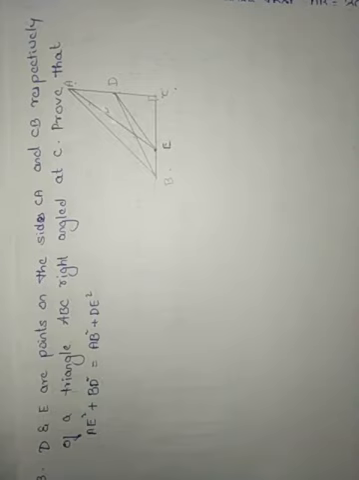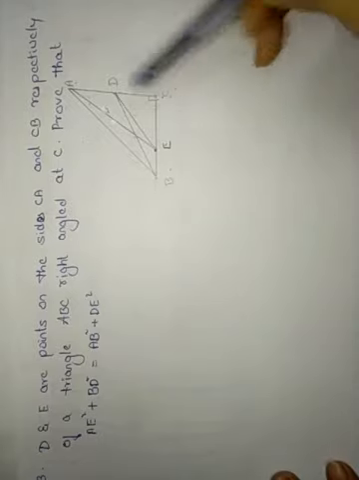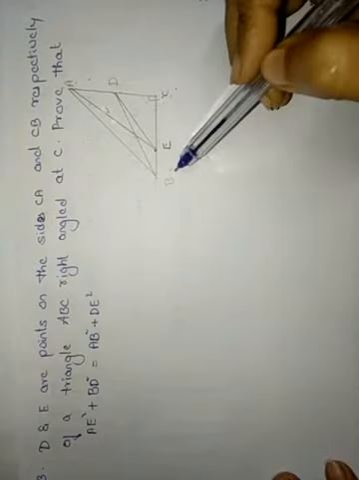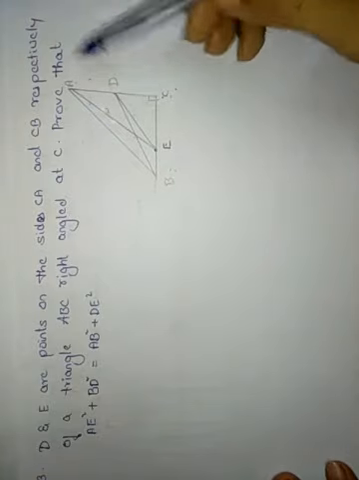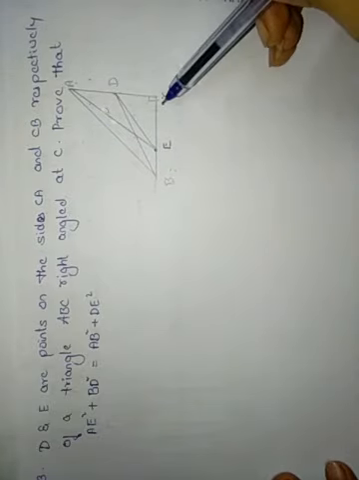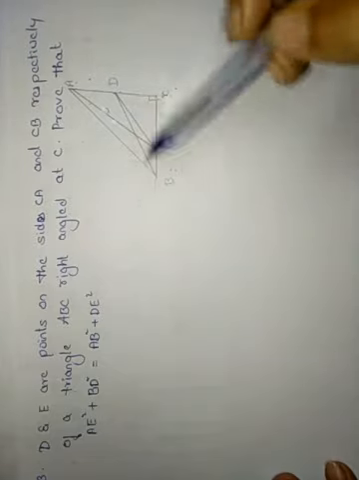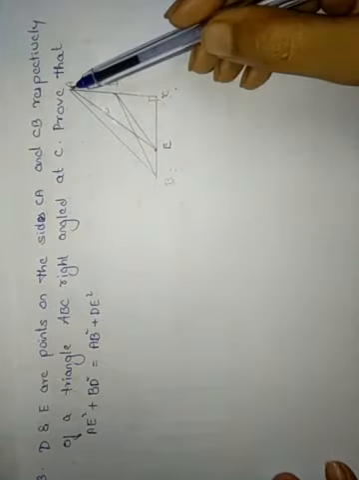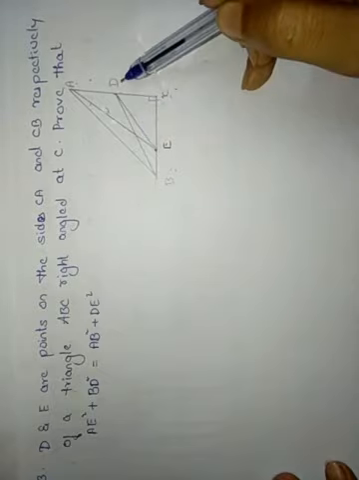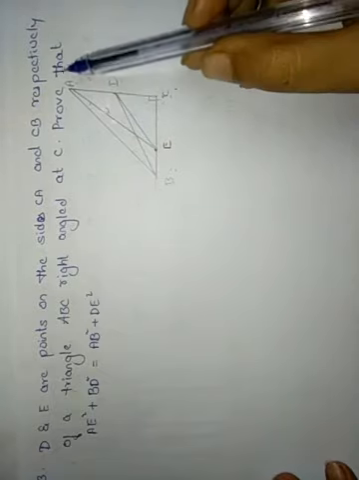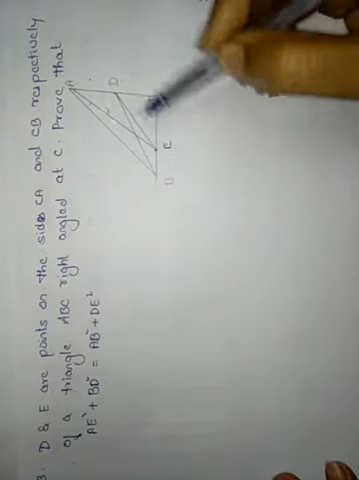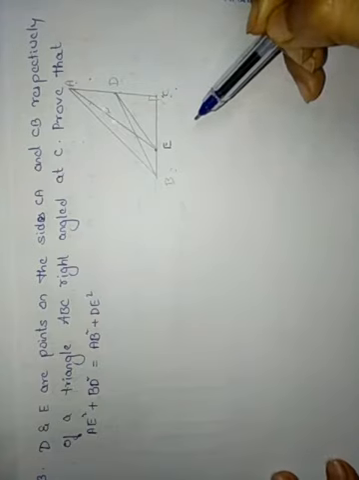In the 13th problem, D and E are points on the sides CA and BC respectively of the triangle ABC, and triangle ABC is right-angled at C. Prove that AE square plus BD square is equal to AB square plus DE square. We need to show that, right?